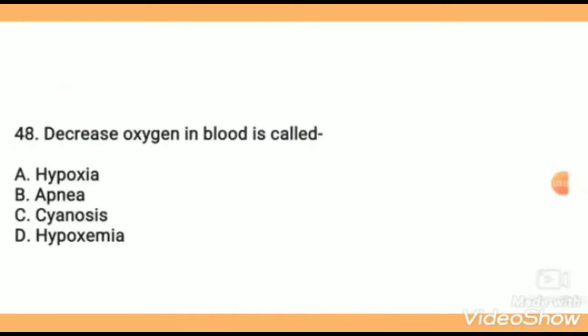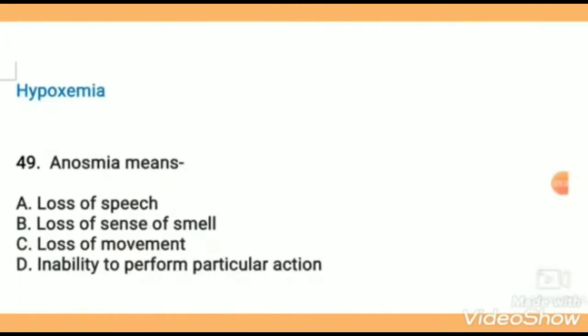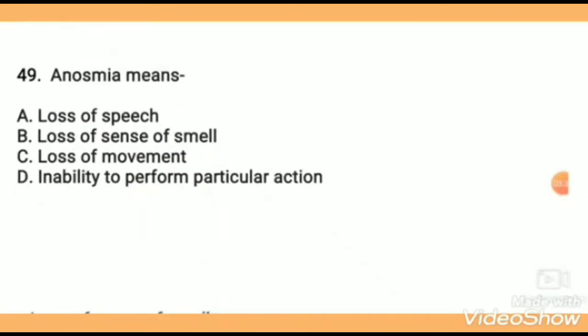Decreased oxygen in blood is called hypoxia, apnea, cyanosis, or hypoxemia. So, the correct answer, decreased oxygen in blood is called hypoxemia. Next question.